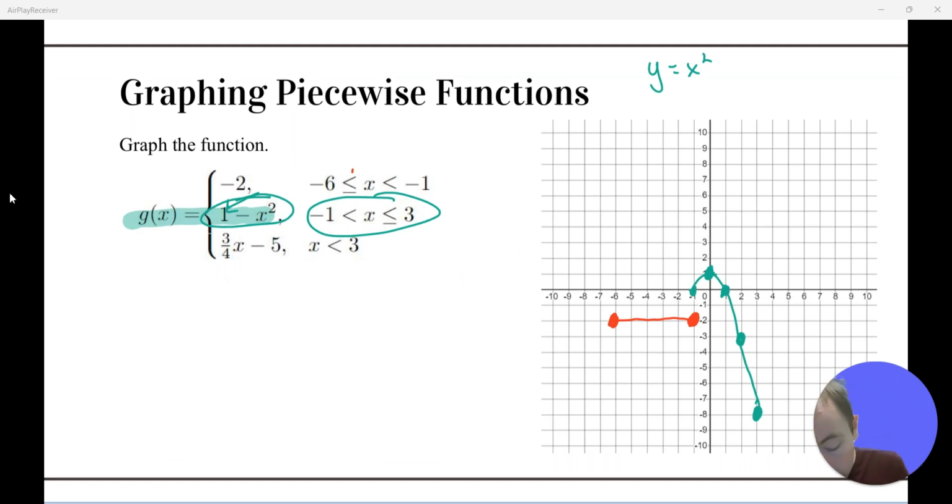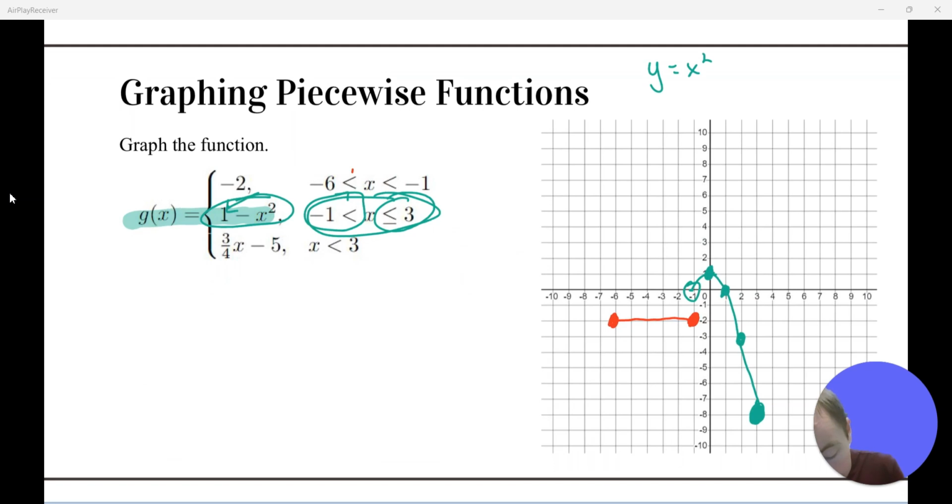Now, the other thing to think about is the fact that at -1, we're going to want an empty or an open circle happening right there. So I'll draw an open circle there, and then at the 3, we'll have a filled-in circle, like I already have right there. So that graphs that piece.